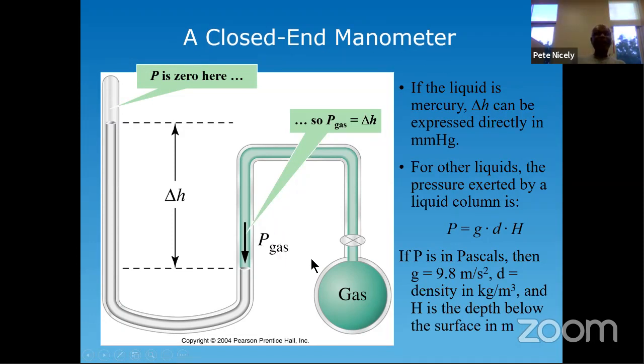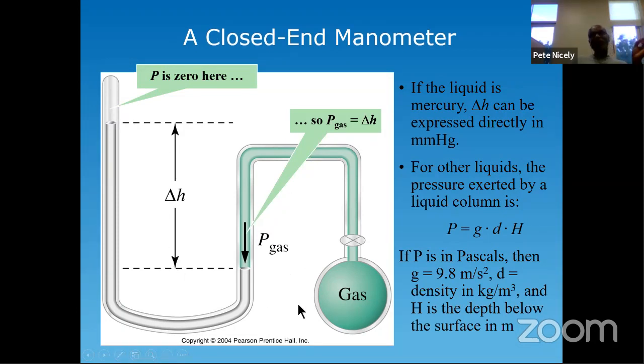If you open up the stopcock here, the gas flows through and it exerts its pressure right here. So the pressure of the gas will be exerted here. There is a vacuum here, so there's no pressure exerted by anything here. Therefore, the height difference between the two mercury levels on both sides of the U-shaped tube would be equal to the pressure of the gas, whatever that would be in millimeters of mercury.